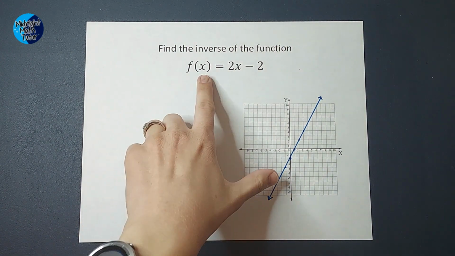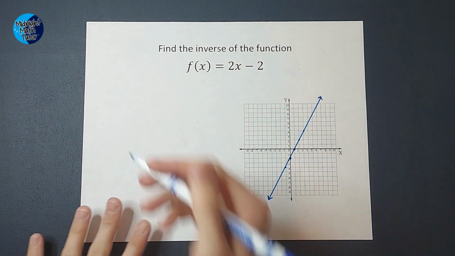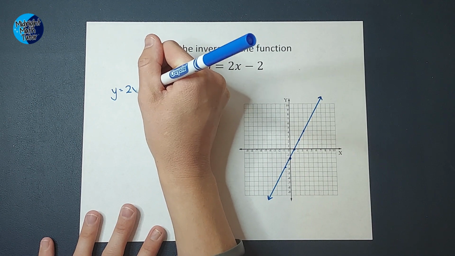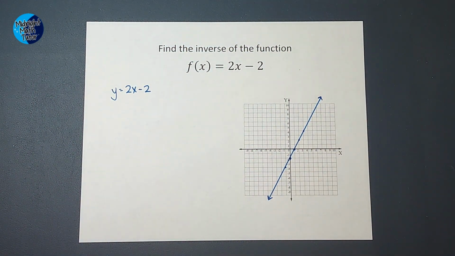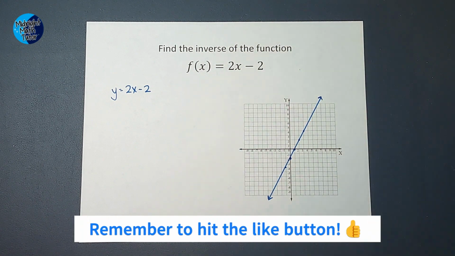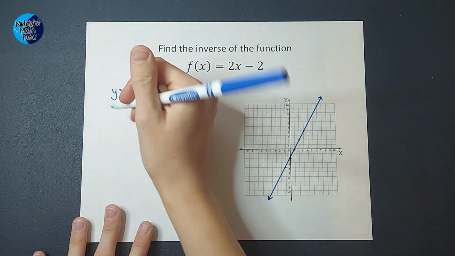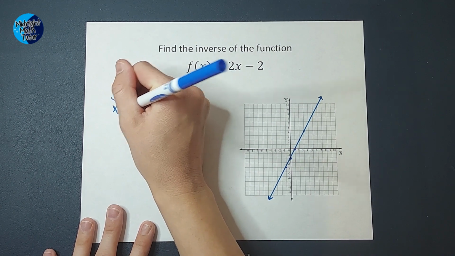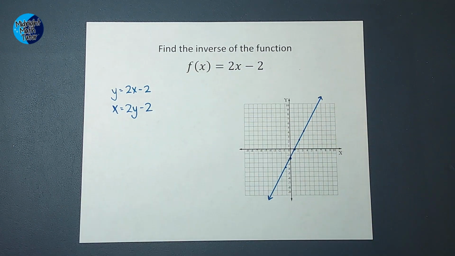So to find the inverse, the first thing I'm going to do is change this f of x to a y, which just makes our math a little bit easier to work with. So I have y equals 2x minus 2. Now to find the inverse, things are about to get crazy. We're going to take the x and the y and we're going to swap them. What? I know. So we're going to have x equals 2y minus 2.